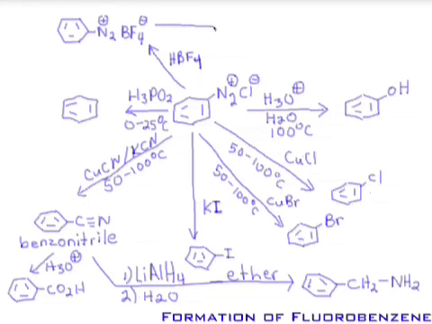If you heat this, you will get fluorobenzene. So you could go directly to this by doing a two-step process. 1, HBF4, and 2, heat. And then they don't even have to be separate processes. You could actually just throw in HBF4 and heat and go directly to fluorobenzene.